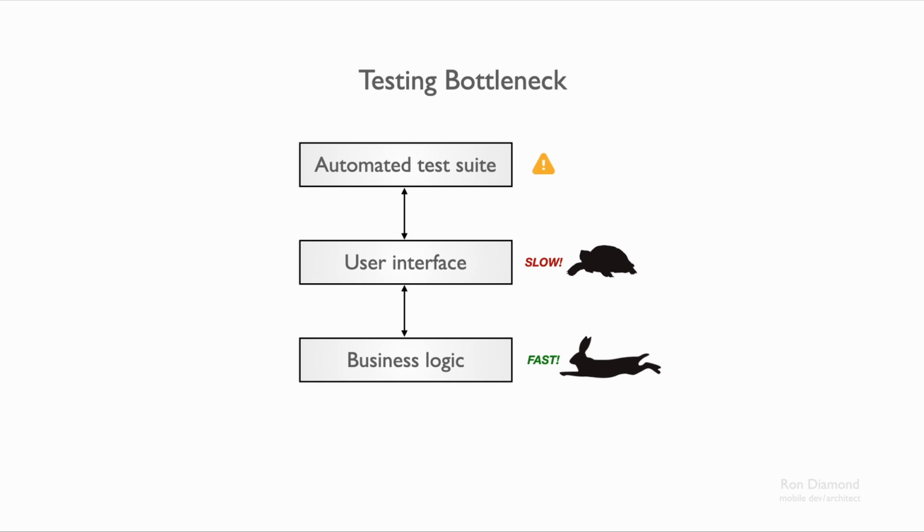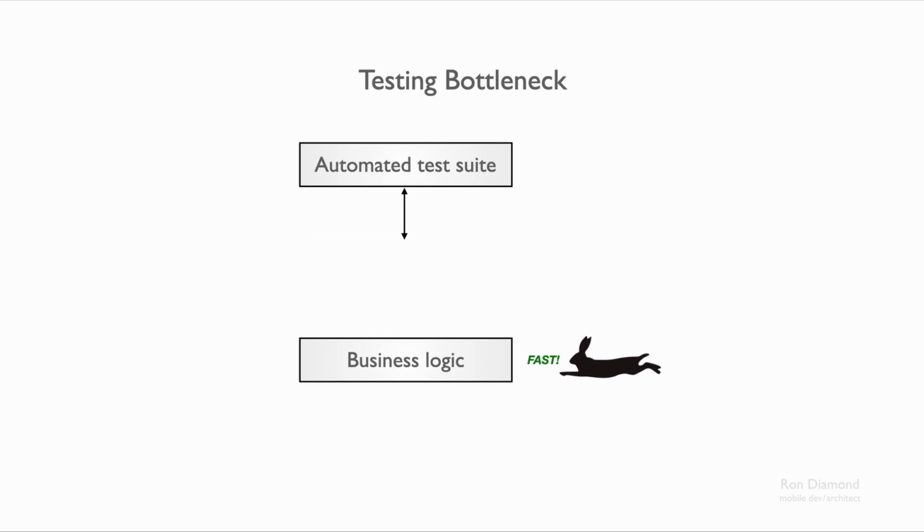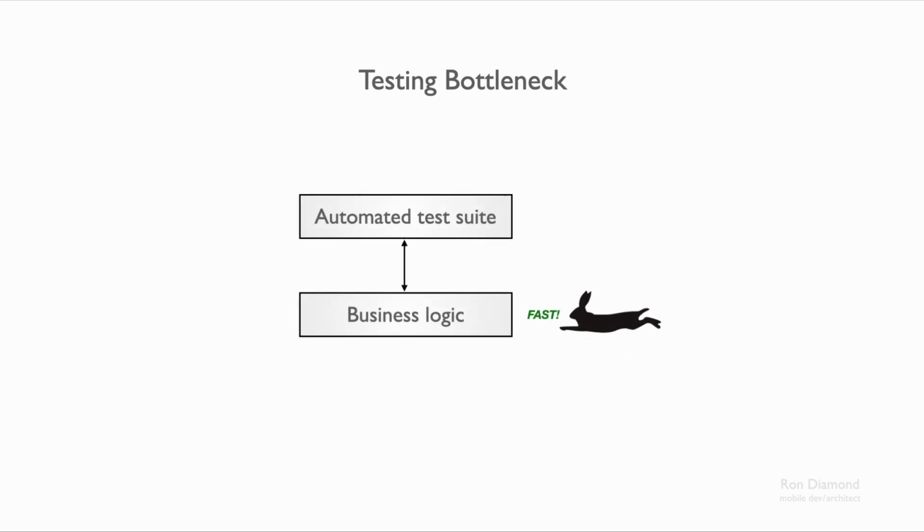Well, remember, we're now writing our test scenarios to ignore the user interface completely. And here's where that flexibility we talked about really helps. If we construct our application architecture so the business logic gets its input directly from the automated tests instead of the UI, then those automated tests run really fast.